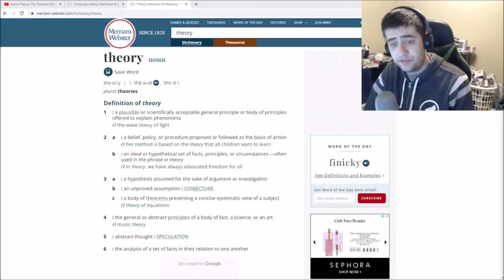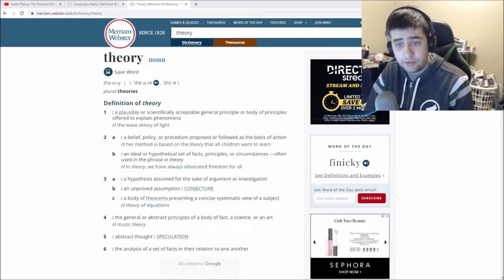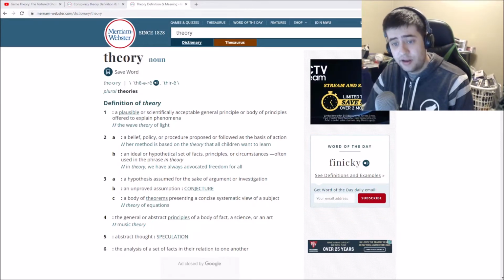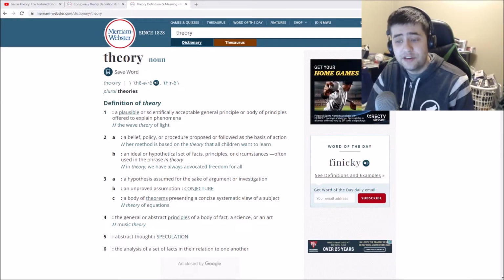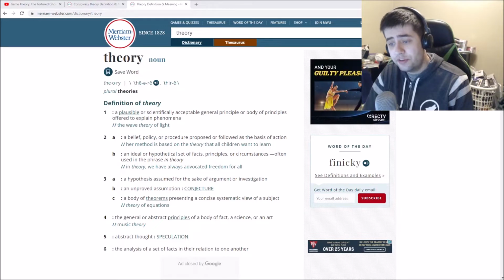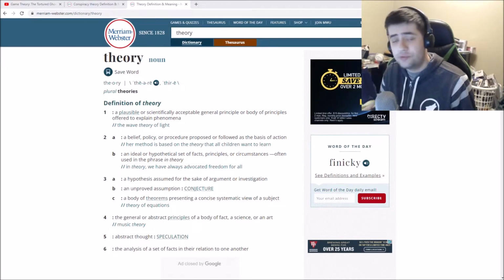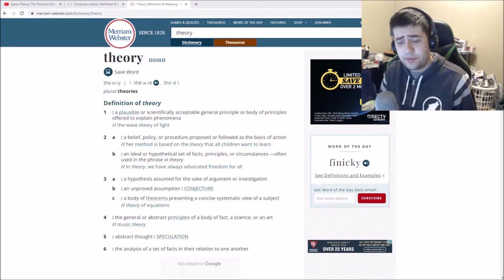Their definition of just a theory, no words attached to it, is a plausible or scientifically acceptable general principle or body of principles offered to explain a phenomenon. Essentially, this means if you're not sure about something, how do we go about determining whether something is true or false, or whether your idea about something is actually correct? Well, typically you would do a scientific theory.